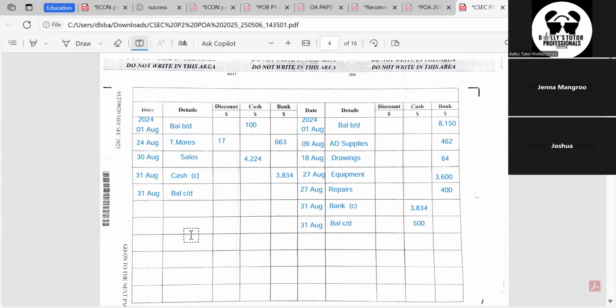So I'm going to add up the debit side: 8,150 plus 462 plus 64 plus 3,600 plus 400. And then I'm going to minus the credit side from it: minus 663, minus 3,834. That gives me 8,179.